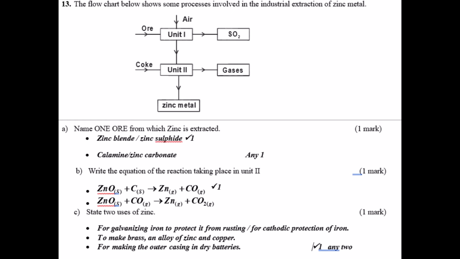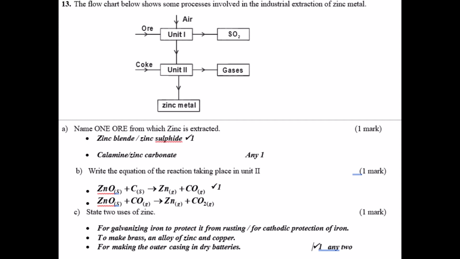In part B, zinc oxide is being reduced by carbon to form zinc and CO2, or CO. It can also be the carbon monoxide. And the zinc oxide can also be reduced by the carbon monoxide to form zinc and carbon dioxide. Remember, the carbon and carbon monoxide, they are very good reducing agents of the metals lower in the reactivity series. Question C, the uses of zinc.